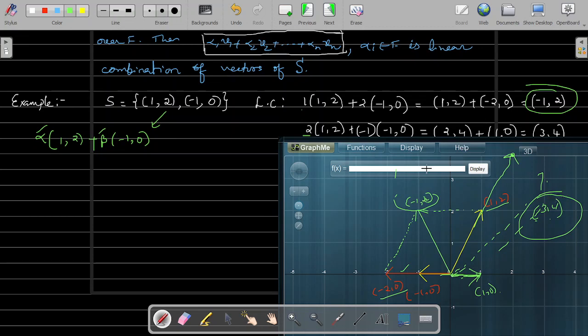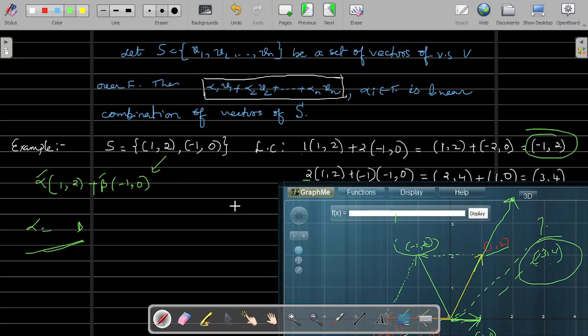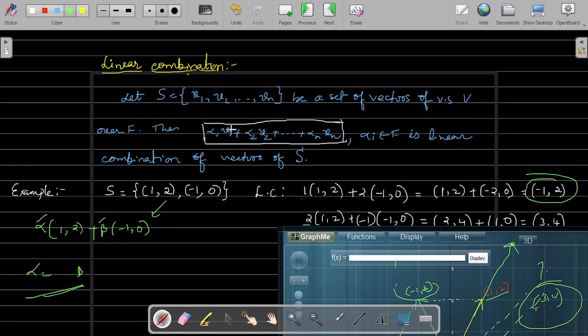Not just these two vectors, there are infinite vectors like this. You can go on changing the values of alpha and beta, so you will get different possible vectors. So that is called a linear combination of the given vectors. So it is scaling the vectors and adding the vectors. There are different possibilities when you change the scalars. Okay, so that gives you different vectors. That's called a linear combination of given vectors.